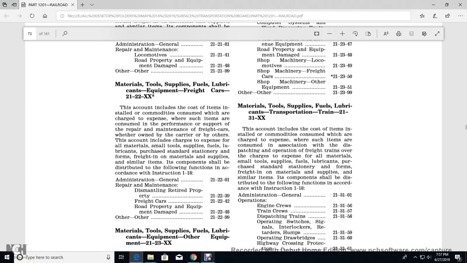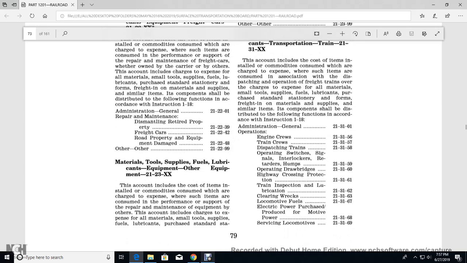Account will include the charge of the expense of all material, small tools, supplies, the fuel, lubricants for the freight, and materials and supplies with similar items. The component shall be distributed in the following functions according to instruction 118. Administrative general, the repair, maintenance of the smelling, retired property of the freight car, the road property with equipment, and damage of their other.